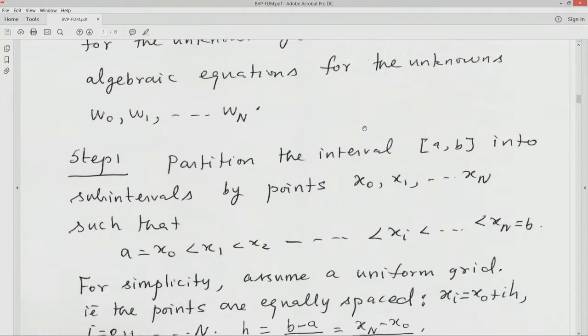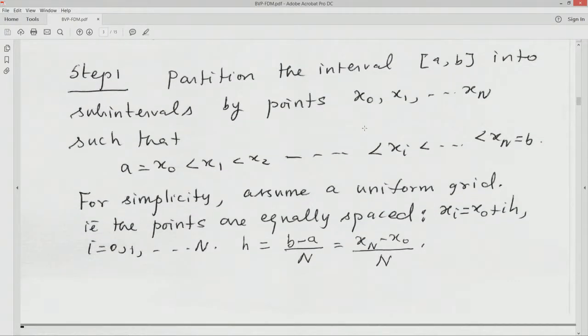So, let us understand how we can do it. What is step 1? Step 1 will be to get these points x naught, x1, etc., xn at which we seek an approximate solution of the differential equation. So, how do we get these points? We take the interval [a, b] and partition this interval into a number of subintervals by means of points x naught, x1, x2, etc., xn, such that they satisfy this condition. For simplicity, we assume a uniform grid. What does that mean? We choose these points x naught, x1, etc., xn in such a way that they are equally spaced. How do we get it? We divide the interval [a, b] into n subintervals of equal width h.